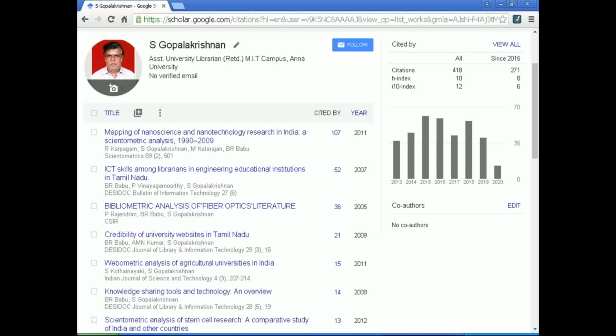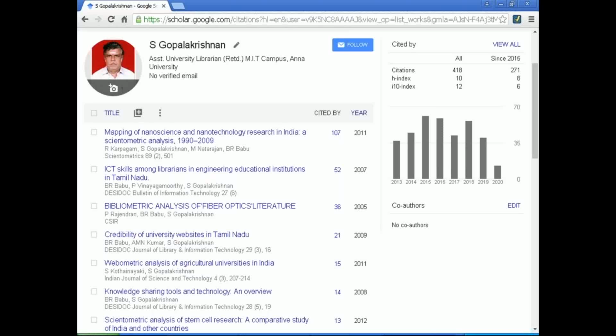For example, the first article, Mapping of Nanoscience and Nanotechnology Research in India, a scientometric analysis for nearly 19 years. This is authored by four persons, and it may be any one of the four persons, or the journal, Scientometrics, in which it is published. That may be an impact. The next one is ICT Skills, a paper published in an Indian journal. The year of publication is 2011 for the first paper, and 2007 for the second paper. I can find this.